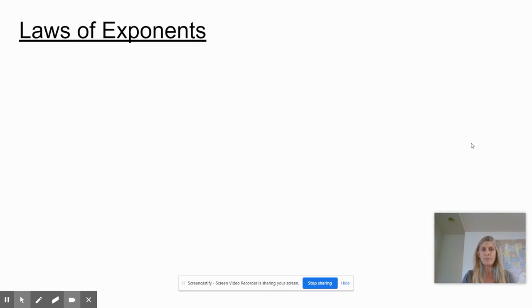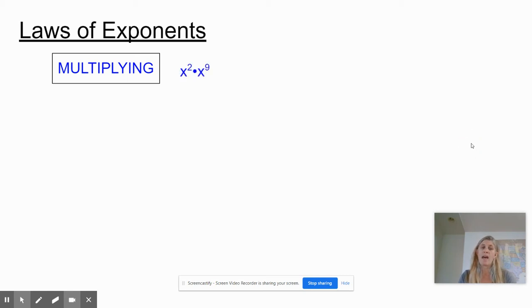So here are the laws. Our first law is for multiplying exponents together. So here we have x squared times x to the ninth. Now, what we did last class is we multiplied these out. We put them in expanded form. So we have x times x for x squared. And then we have 9 more, x times x times x times x times x times x times x times x times x. We then counted all of the x's that we had together, and we found out there were 11. So x squared times x to the ninth is x to the 11th power.